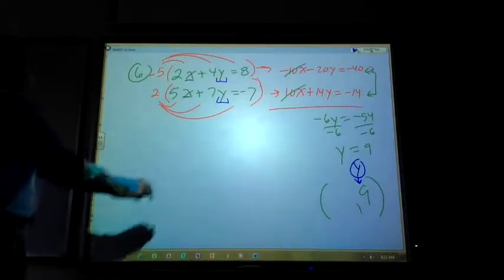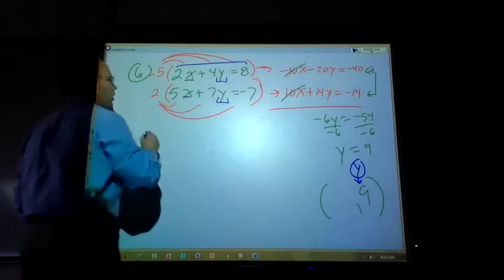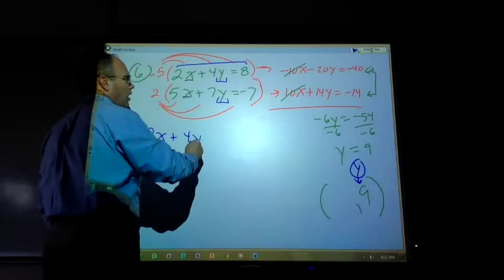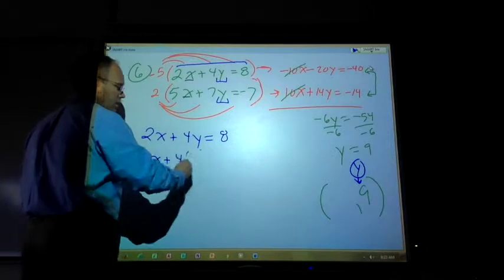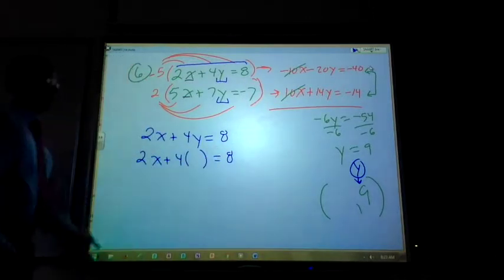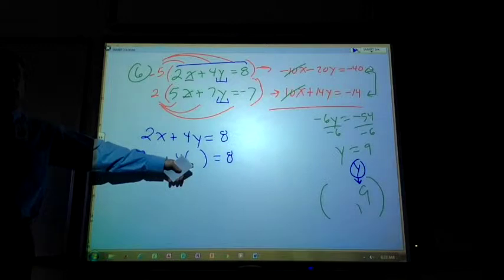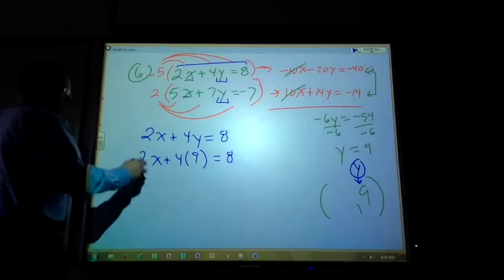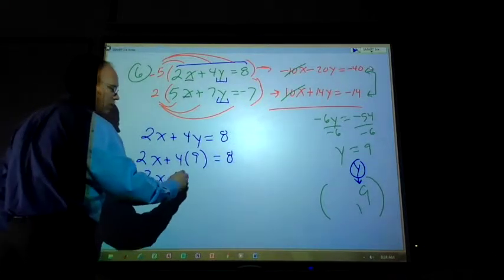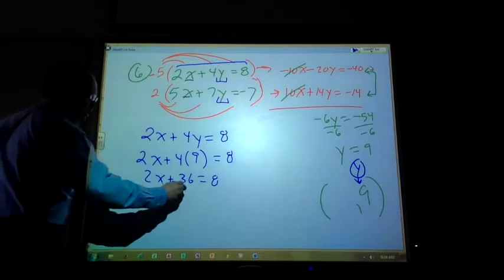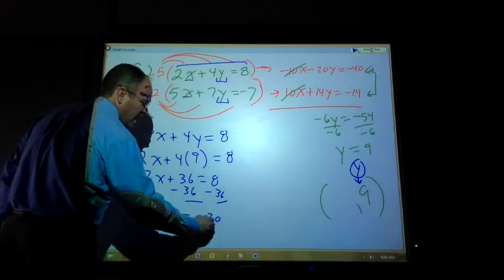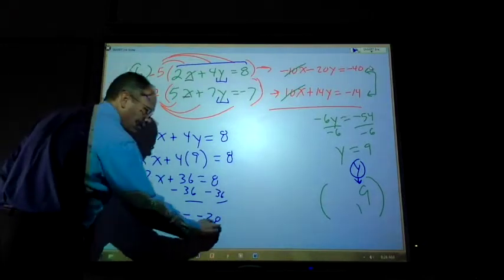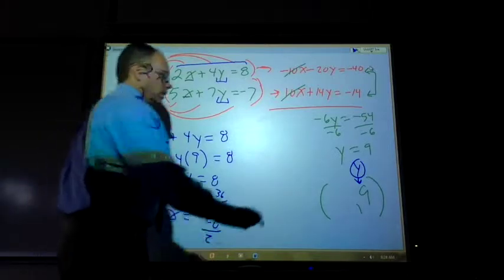Top one. So we're going to take the top equation, which is 2x plus 4y, this is our original top, equals 8. I'm going to plug in y. What is it going to be? 9. Okay, let's do the math. 2x plus 36 is equal to 8. Subtract 36 from both sides. Looks like I have 2x is equal to negative 28, I think. And then x is equal to negative 14.